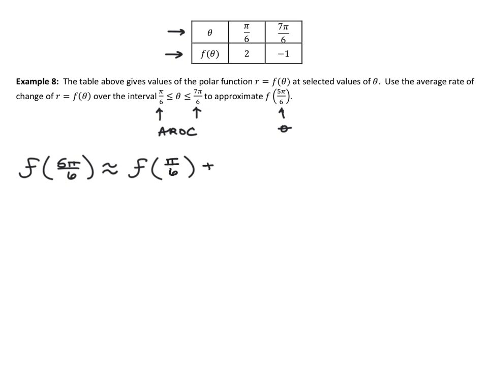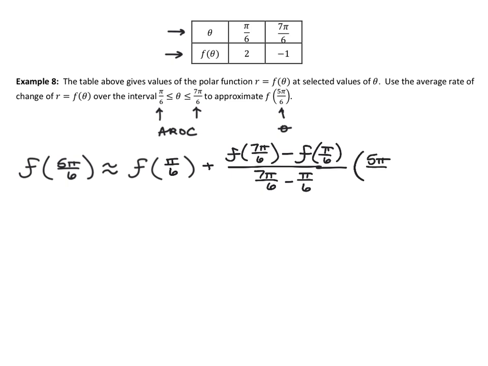Plus the average rate of change here, which we are going to find to be f of the bigger interval number, not a 2, that's a 6, minus f of the smaller interval, all over the larger interval minus the smaller interval, endpoint, multiplied by theta, 5 pi over 6, minus the same number you chose, pi over 6.